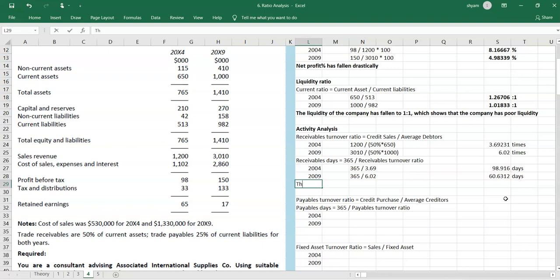So the company has improved the collection of receivables or debtors, from 98 to 60 days.